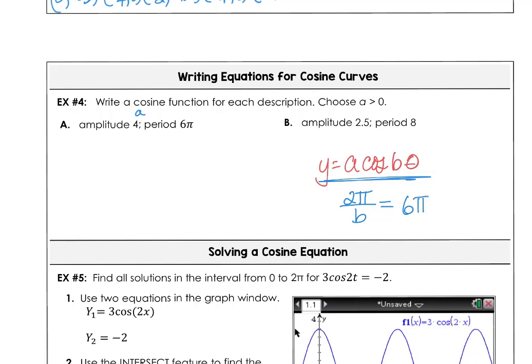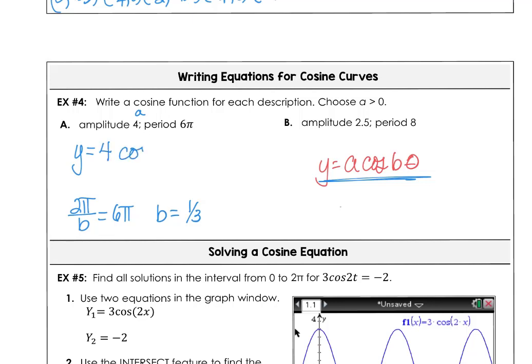So if 2 pi over B is 6 pi, then the B value must be 1/3. And we know our A value is 4. So to write the equation using the model, y equals 4 cosine 1/3 theta. So this is our equation.